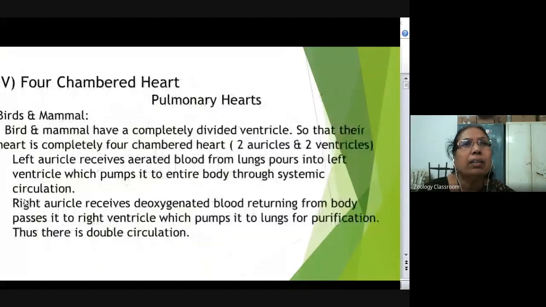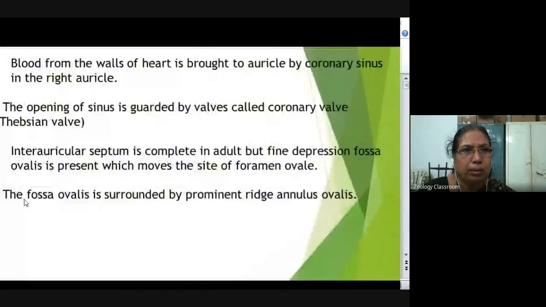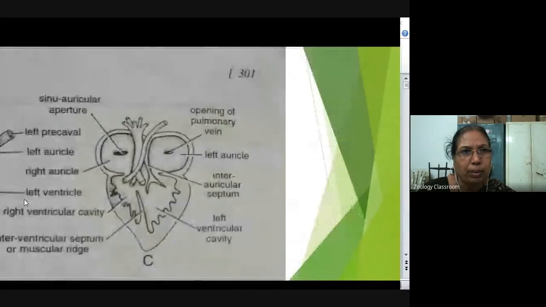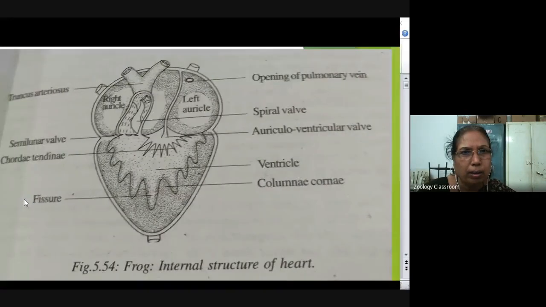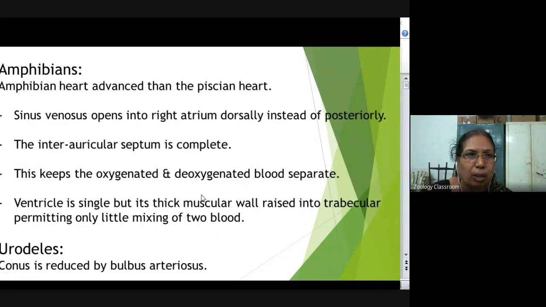Then in the next diagram, the three-chambered heart. Three-chambered heart in dipnoi, amphibia. Dipnoi is the lungfish; amphibia and reptiles too. These have a three-chambered heart, 2 auricles and 1 ventricle. So there is impure or incomplete separation of the blood.